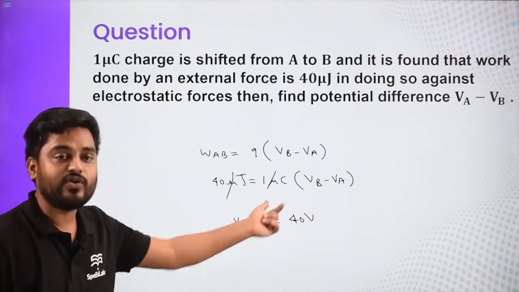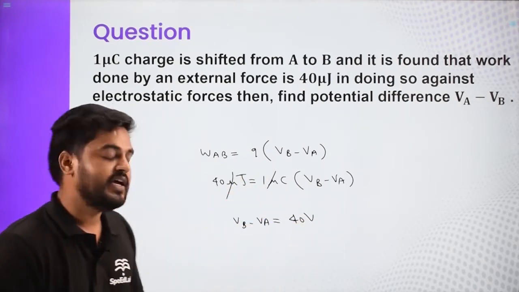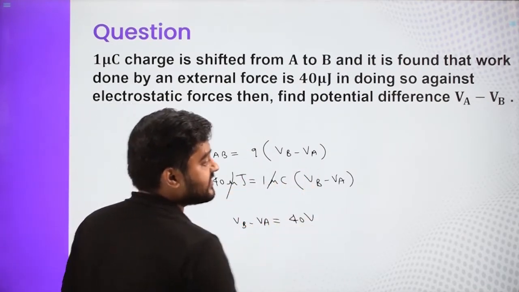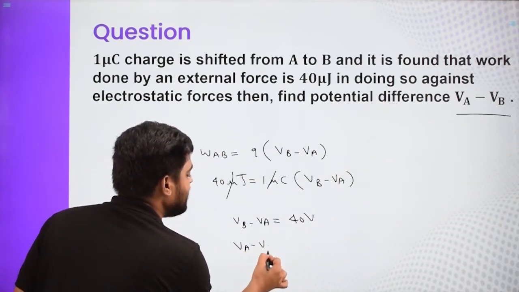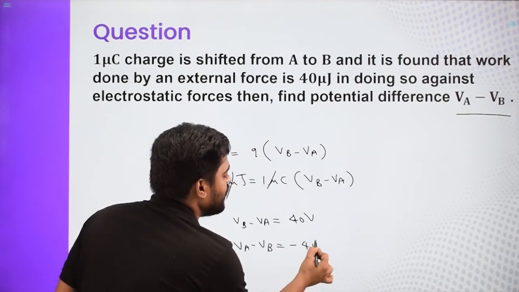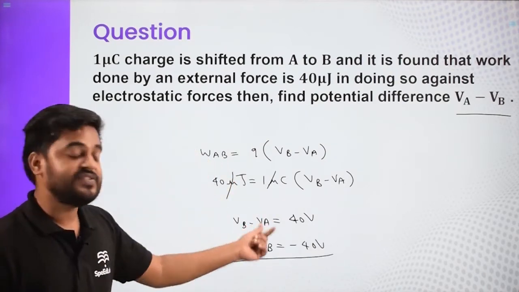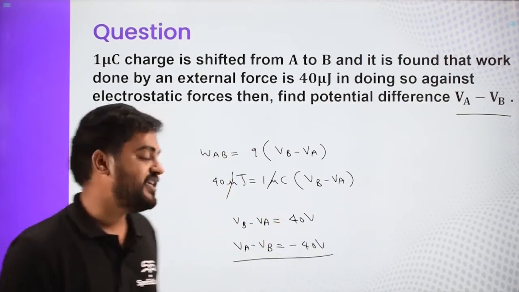Now micro and micro is gone, joule per coulomb is volt, and now what is the question asking? The question is asking VA minus VB. So VA minus VB is going to be minus 40 volt because VB minus VA is 40 volt. That is going to be our answer.